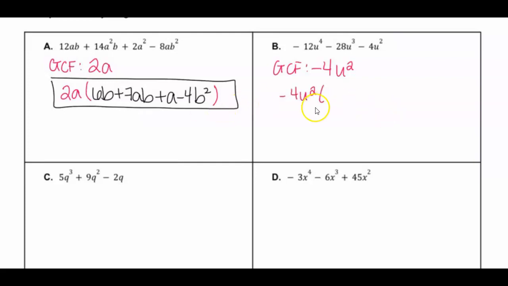So let's go term by term. Negative 4 times what is negative 12? Well, negative 4 times 3. And then I already have my u, but I need u to the 4th power.